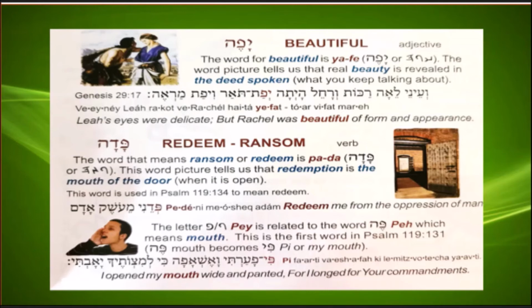Genesis chapter 29 verse 17. Leah was tender-eyed, but Rachel was beautiful and well-favored. Okay, we see here that Rachel was beautiful. It uses the word beautiful, yafeh.